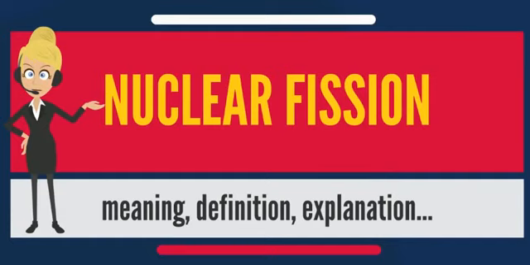It is an exothermic reaction which can release large amounts of energy both as electromagnetic radiation and as kinetic energy of the fragments, heating the bulk material where fission takes place. In order for fission to produce energy, the total binding energy of the resulting elements must be less negative, higher energy than that of the starting element. Fission is a form of nuclear transmutation because the resulting fragments are not the same element as the original atom.